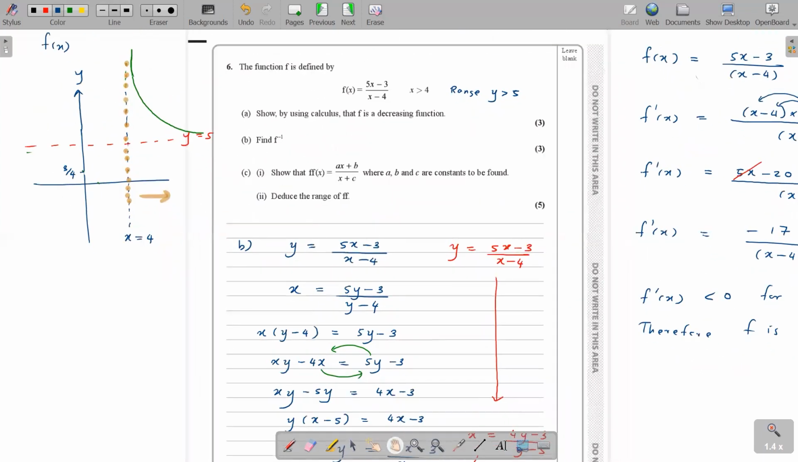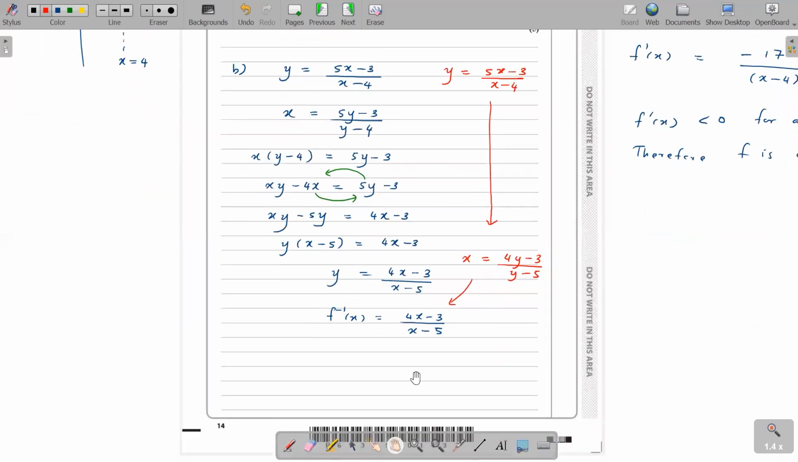So for f inverse, just to get the domain, the domain of f inverse is equal to the range of f(x). The domain of the inverse graph is equal to the range of the original graph. So what's the range of the original graph? y is greater than 5. However, when you're writing the domain, you don't write y greater than 5. You must make it x.